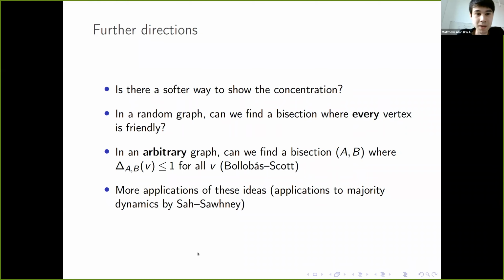So majority dynamics is a similar kind of dynamic swapping algorithm defined in terms of degrees. It's supposed to model people changing their mind in voting or something. But yeah, it seems to be a widely applicable type of method. I hope there'll be more applications of these ideas. That's the end of my talk.